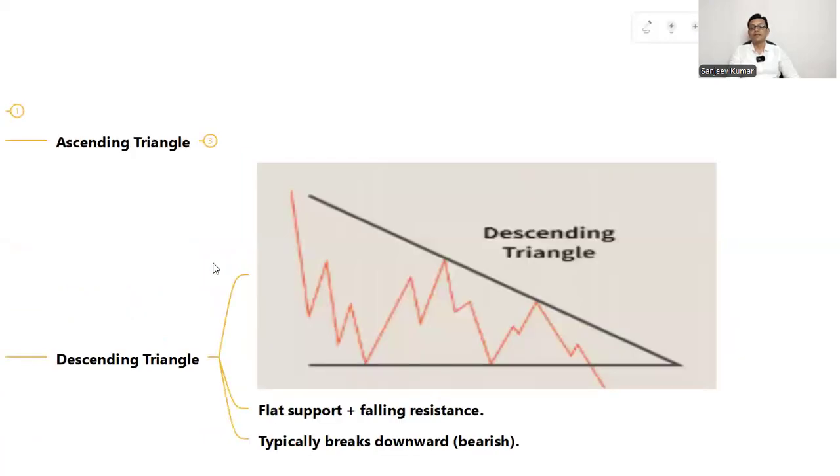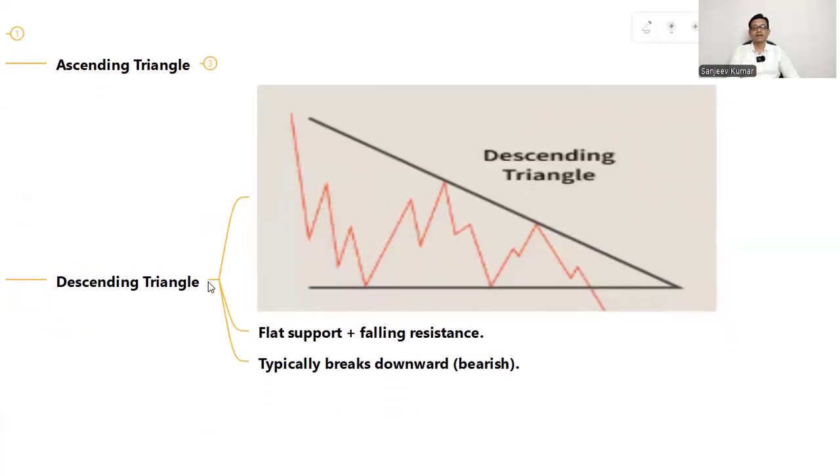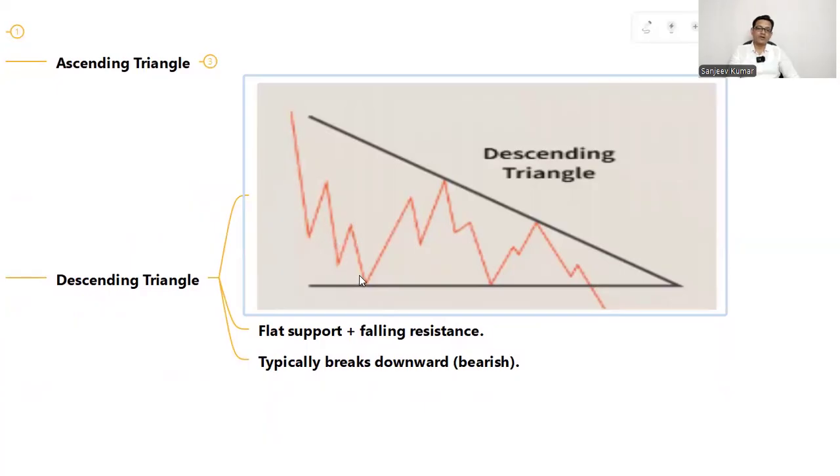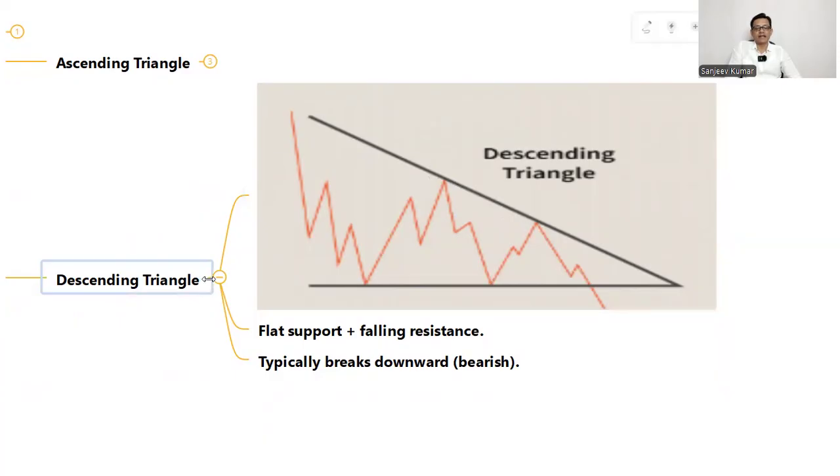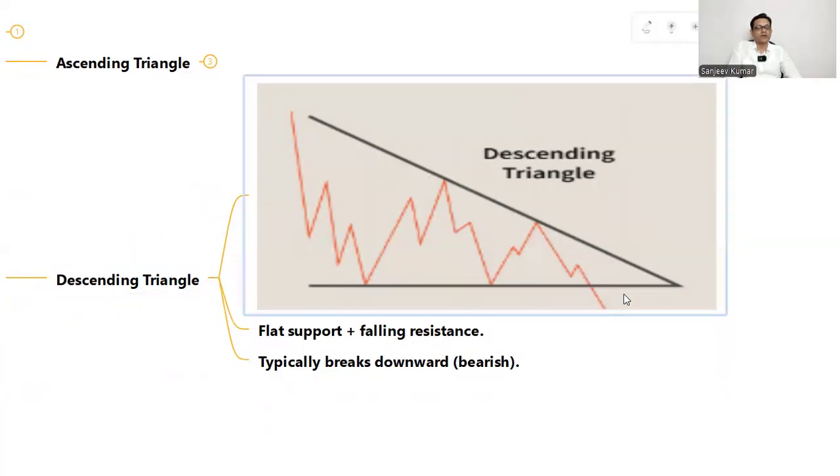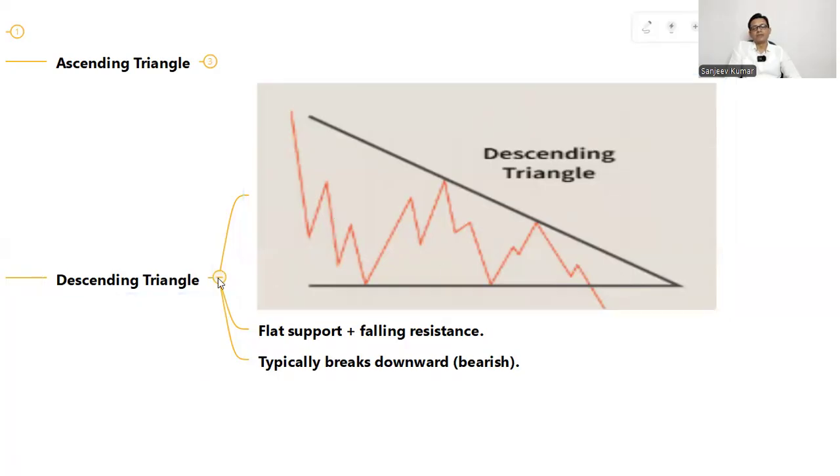Opposite of ascending triangle, this is descending triangle. Share price was in downtrend. Here is support, moving upside. Again, selling pressure started, moving down. Support at the same level, but resistance level is decreasing. This is called descending triangle. And here breakout given. So downtrend will continue.